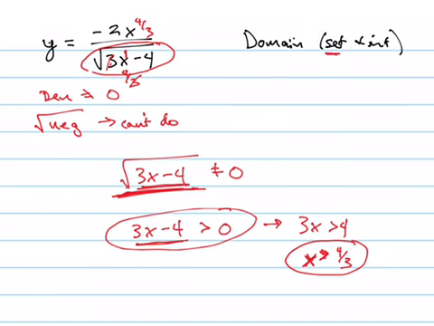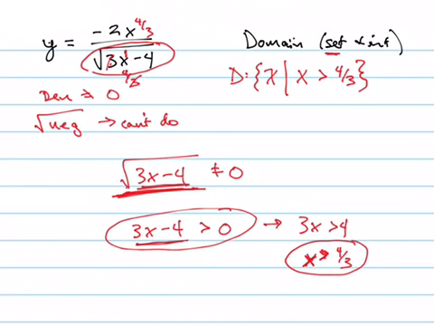So set notation would be: the domain is all x, this is set notation, such that x is greater than 4/3. It's very easy for that particular example.